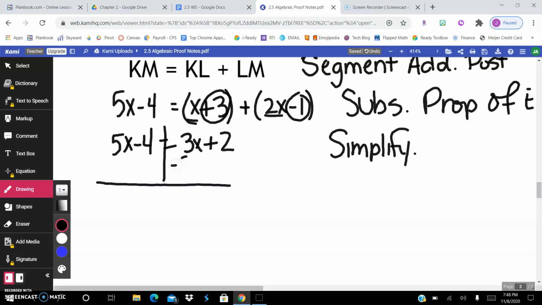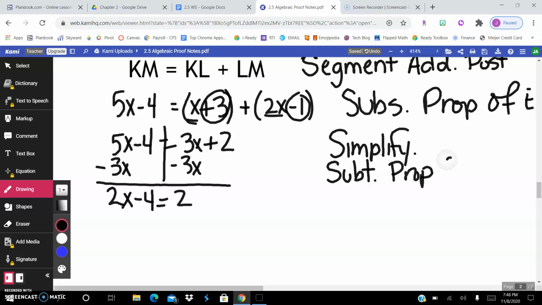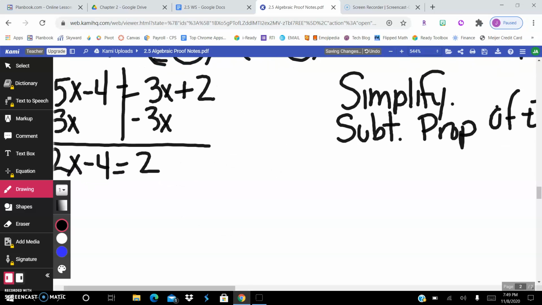Then we're going to subtract 3x from both sides. So we have 2x minus 4 equals 2. And we subtracted from both sides, so I can't forget to keep up over here. So that's the subtraction property of equality. And I don't mind that you abbreviate over here, but don't write SUB because it could be the substitution or the subtraction. So make sure you have enough letters to distinguish between the different properties. And then I had already simplified here as well.